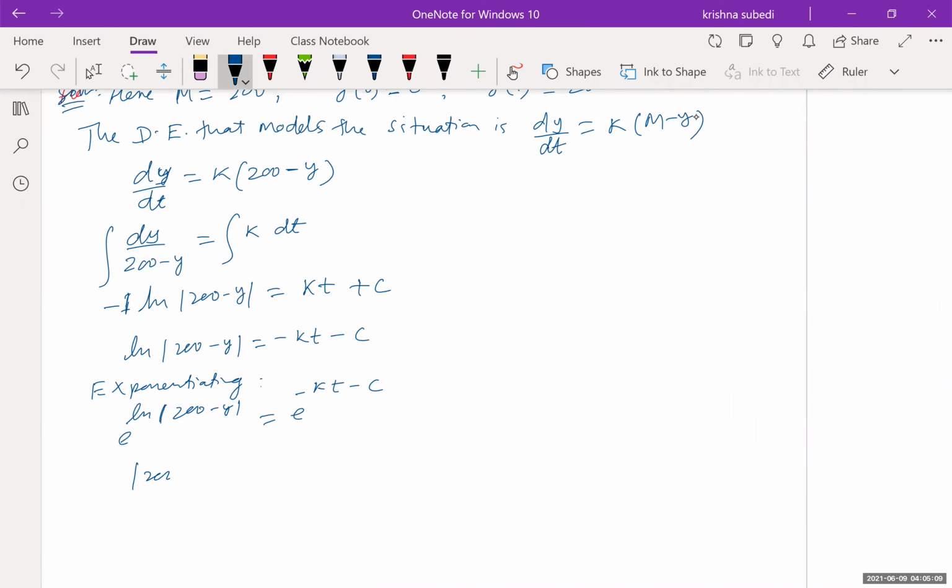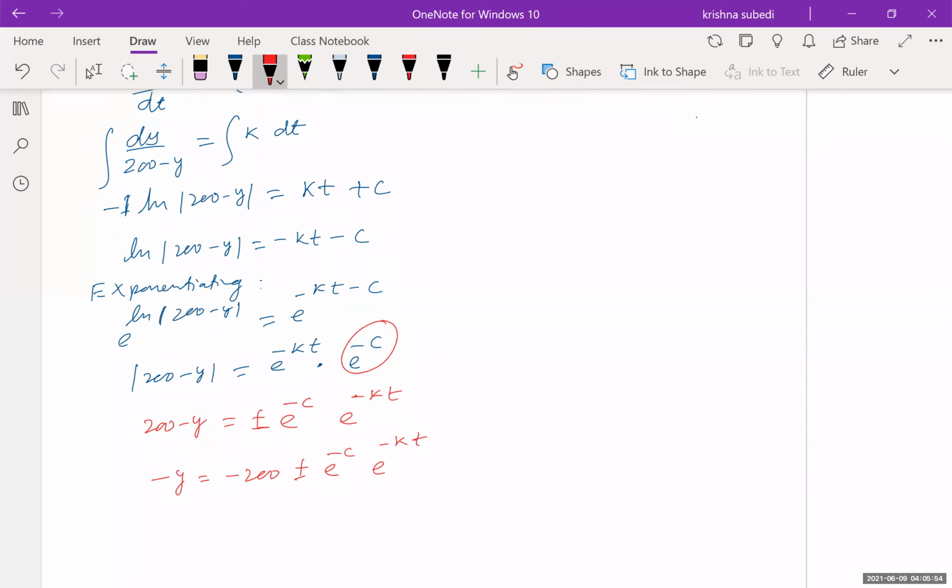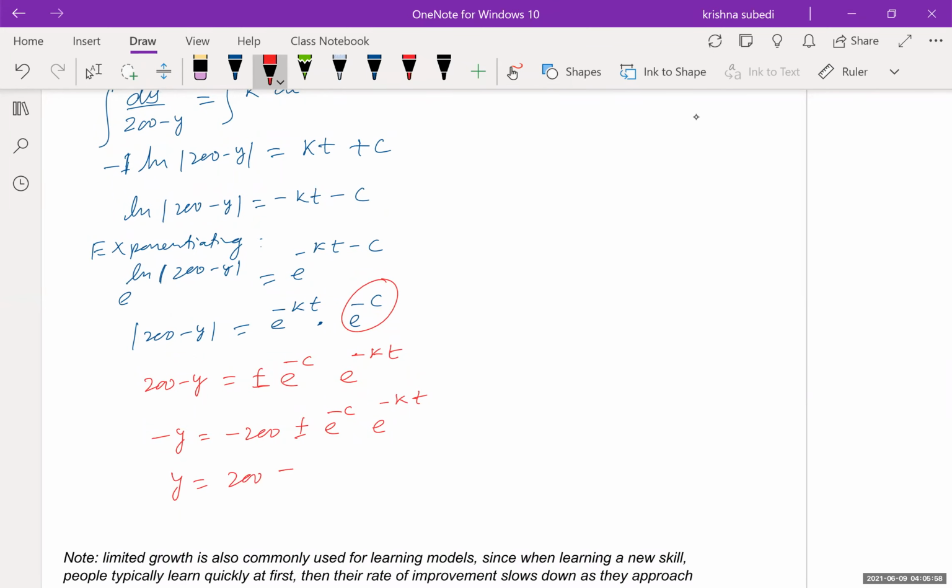So this will be 200 minus y equals e to the negative kt times e to the negative c. Notice that this is a constant, okay? So this will be 200 minus y equals plus or minus e to the power negative c times e to the negative kt, and so negative y will be negative 200 plus or minus e to the c times e to the negative kt. Almost done, guys. So now y equals 200 minus or plus e to the negative c and e to the negative kt. Remember, I told you that this one is a constant, okay?